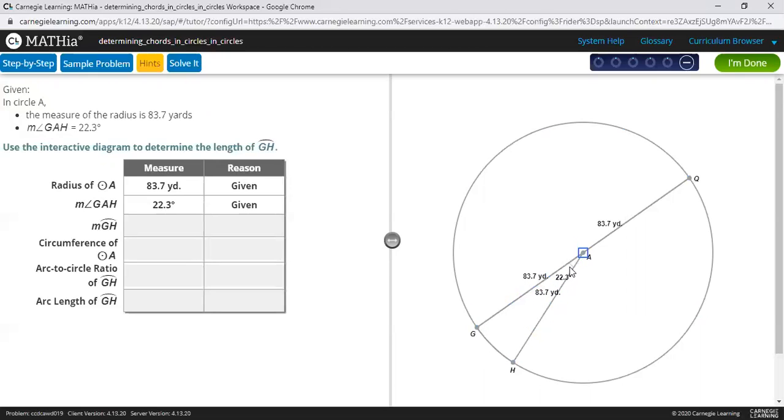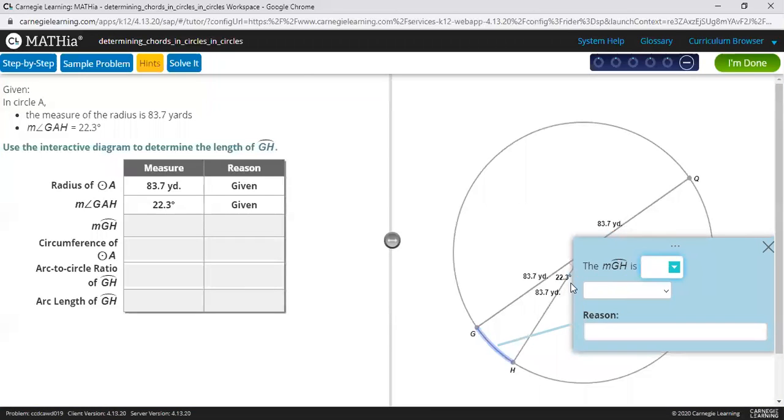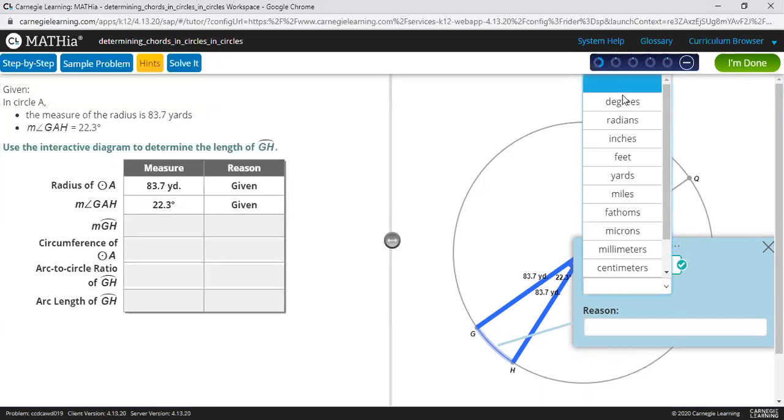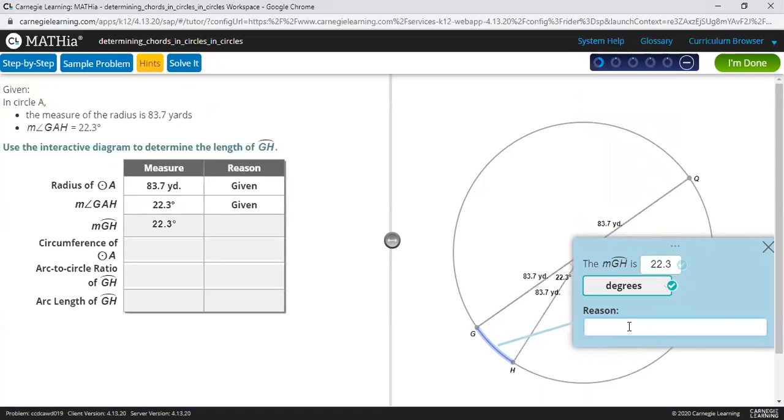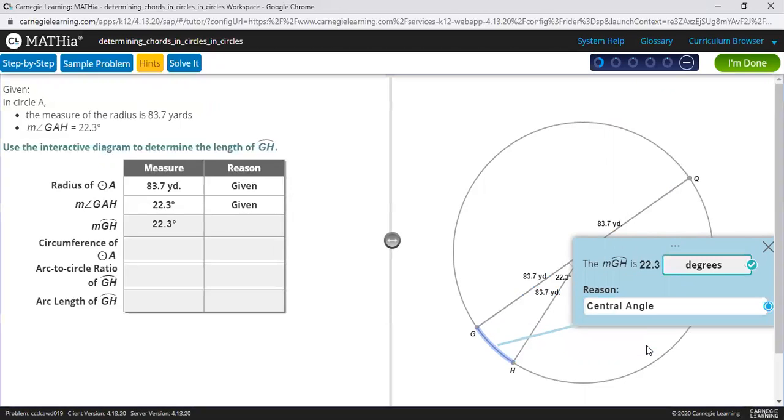And they labeled on here that this is also 83.7, and this is also 83.7, because all three of these, 1, 2, 3, are all radii. So I want to first determine the measure of arc GH. That's this arc right here. Since I already know the central angle to this intercepted arc is 22.3 degrees, I know that the arc is 22.3 degrees.